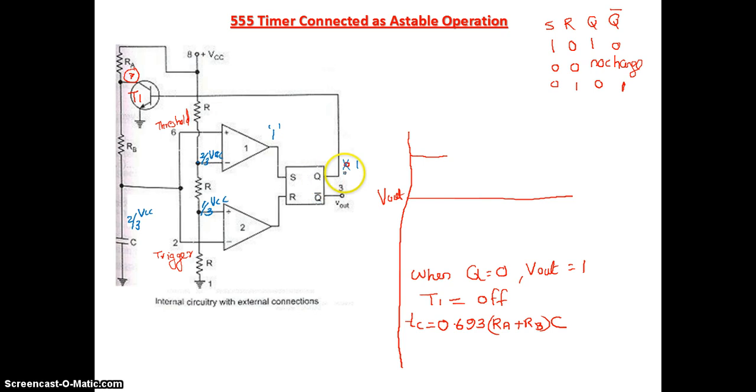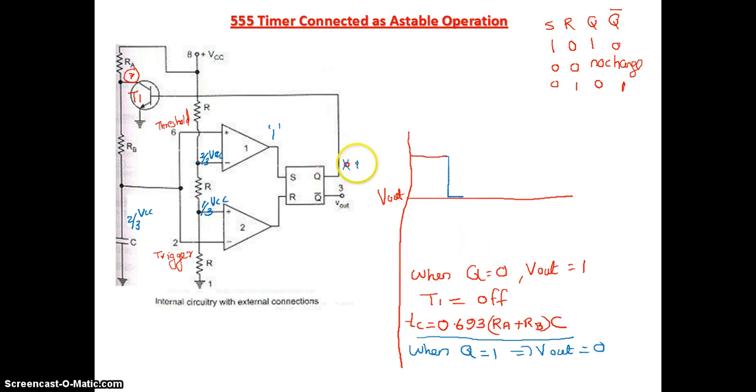When Q changes from 0 to 1, actually the output of the Astable is V out, taken from Q bar. So Q bar will go to 0. Now when Q is equal to 1, the condition changes. Your V out is equal to 0.